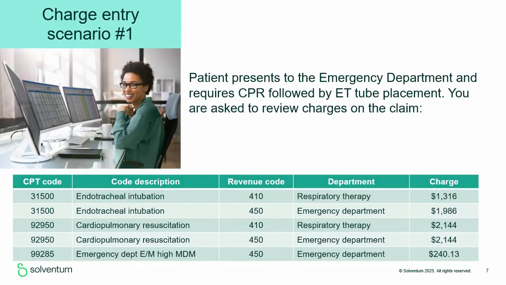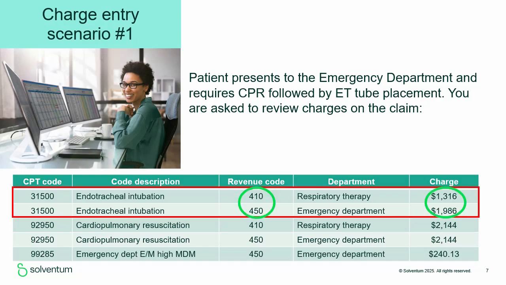Please take a minute and look at this scenario of a patient who presented to the emergency department and required CPR followed by endotracheal intubation. What do you see when you look at the charges from the claim for this encounter? What I see are two charges for the endotracheal intubation with two different revenue codes. Furthermore, I noticed that the charge amount is different for each.